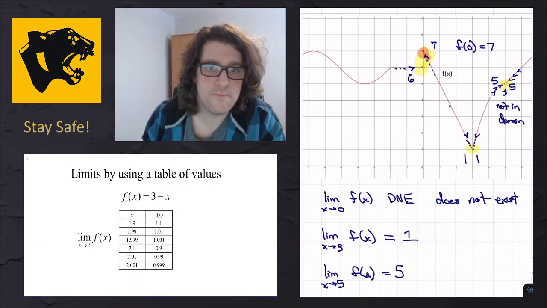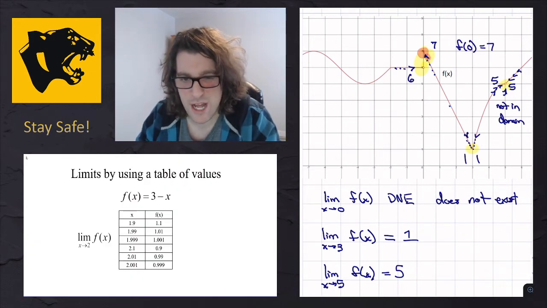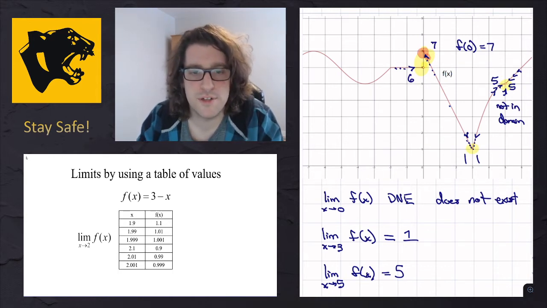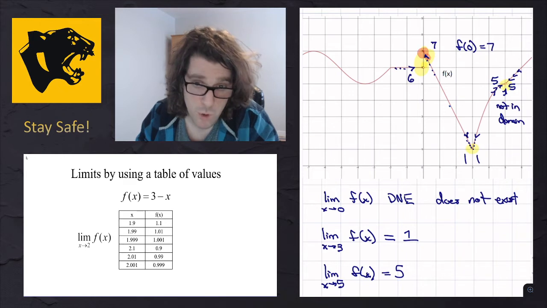All right, so next up, I'm going to look at limits by thinking about it in terms of a table of values. So in this particular example, I came up with a really simple function. So f of x is equal to 3 minus x. Linear function, y-intercept of 3, negative slope, slope of -1.